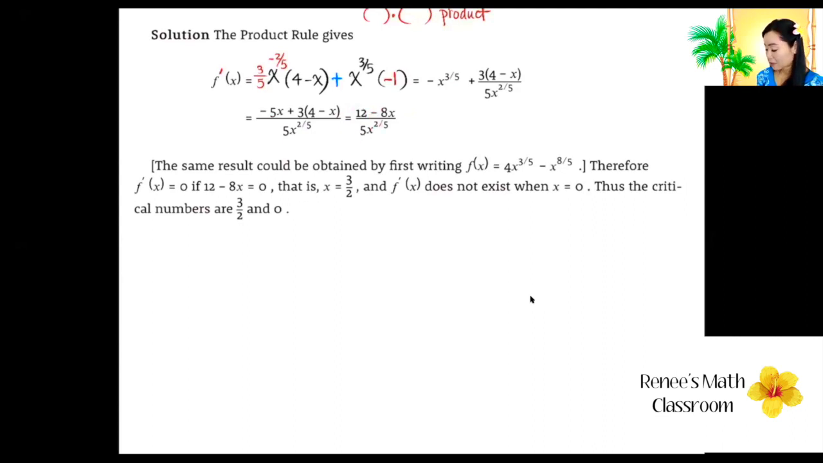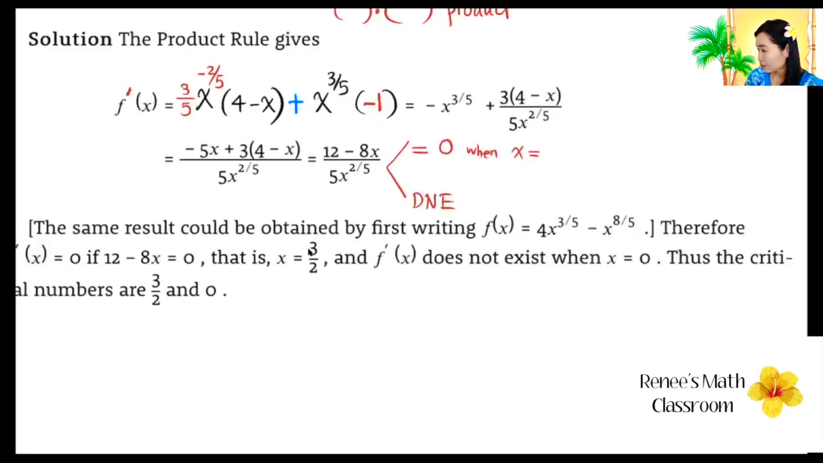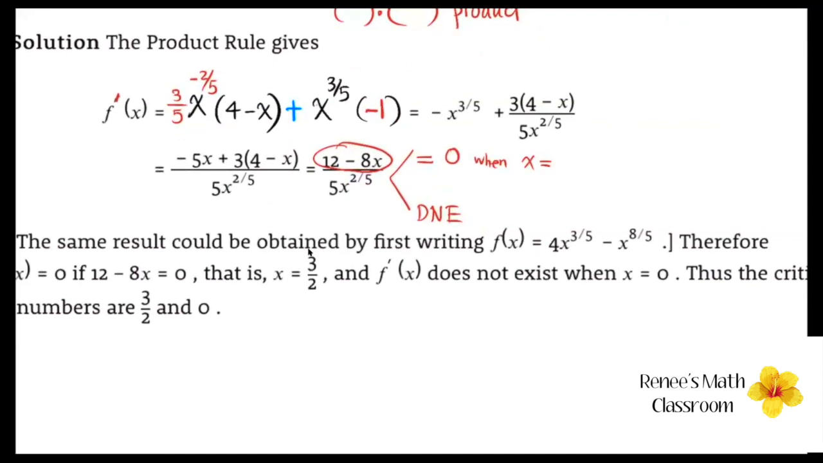Now, after you differentiate that, you're going to set this equal to 0. We're trying to find critical numbers, right? Now we're going to set the derivative equal to 0 or find out when the derivative does not exist to find critical numbers. So if I set this equal to 0, this equals 0 only when the numerator equals 0 and the denominator does not equal 0. When will the numerator here equal 0? When x equals 1.5.